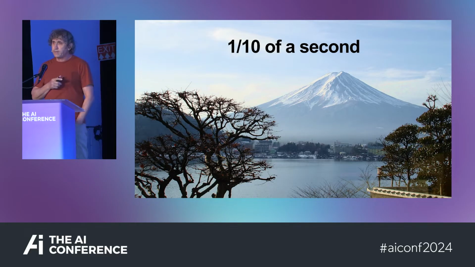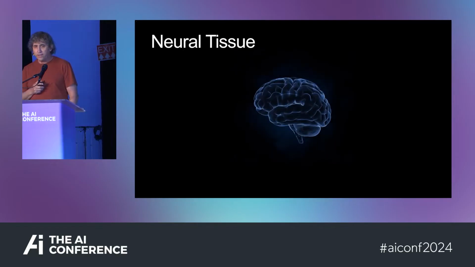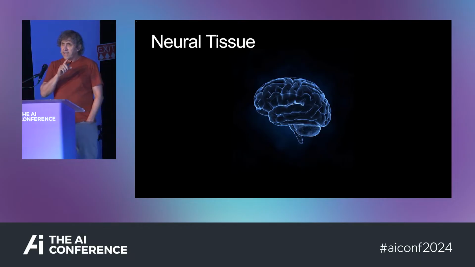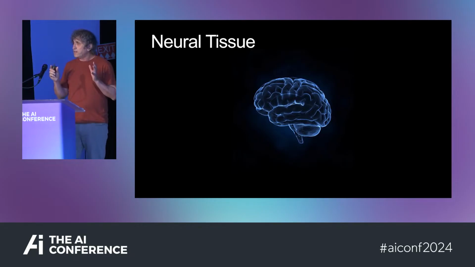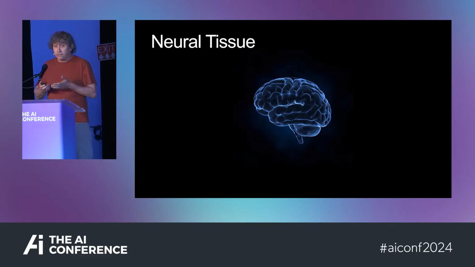You look at this picture, it takes you a tenth of a second to know that this is Mount Fuji. And you do that with neural tissue, right? I want to try to capture a little bit of what it is that we do at MIT, at Harvard, people in the field that I work in called connectomics, to actually map neural tissue, and then what can we take away from that?